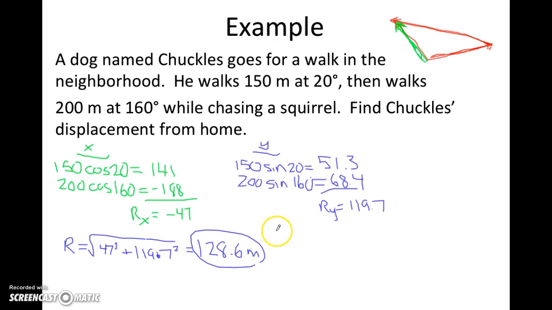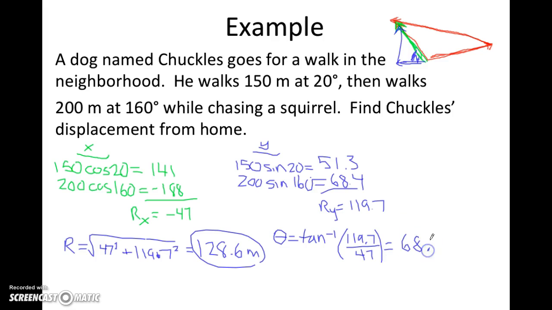So now the other piece I need is direction. So remember we said to find the angle. The angle I'm finding here is this one, because essentially what I have done is found this is Rx in the blue here, and this is Ry. Sorry, that's not straight, but I'm looking at this angle inside that triangle. It is the inverse tangent of 119.7 divided by 47. And this comes out to be 68.6.